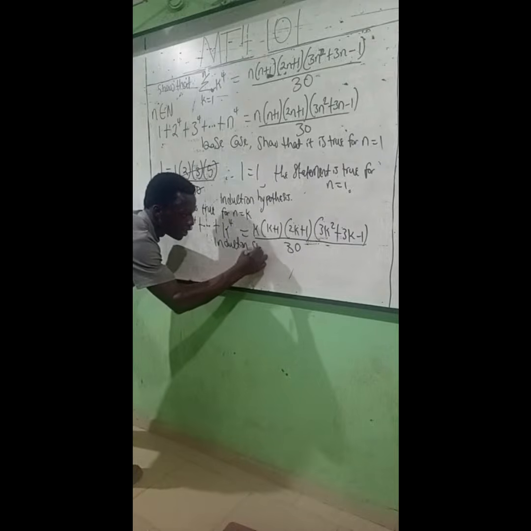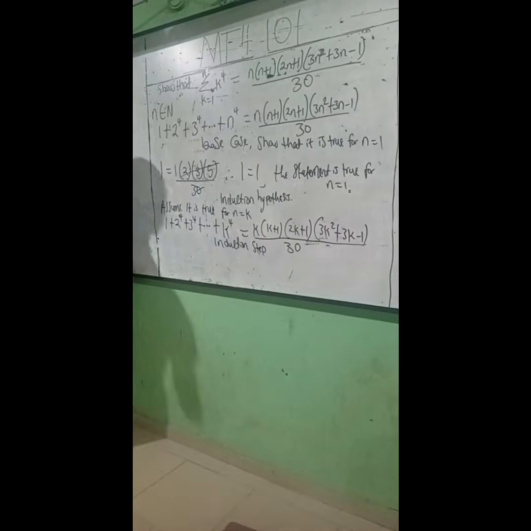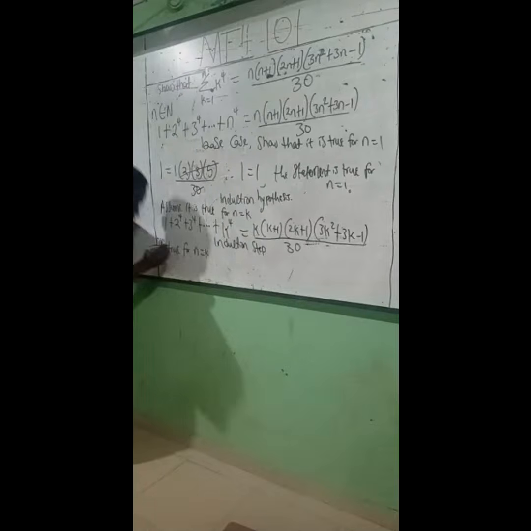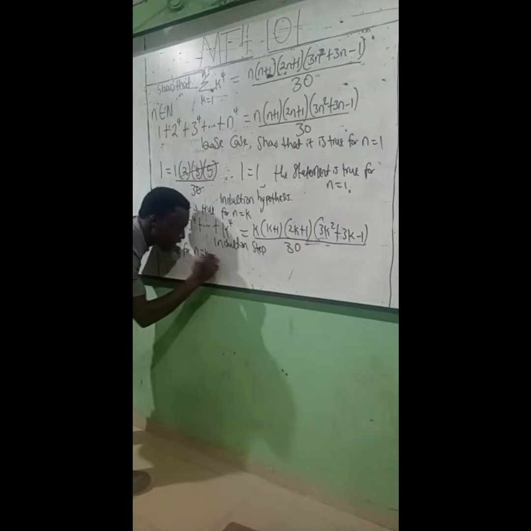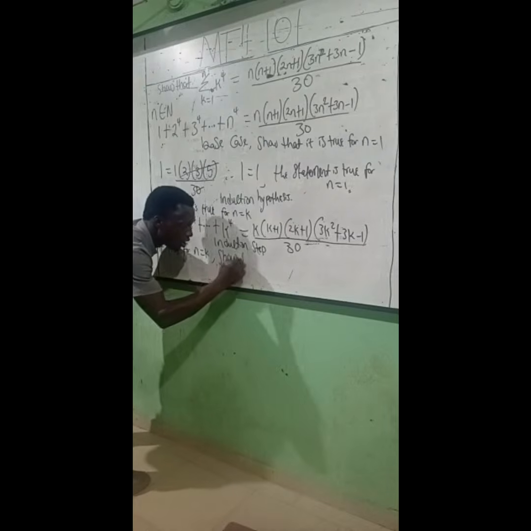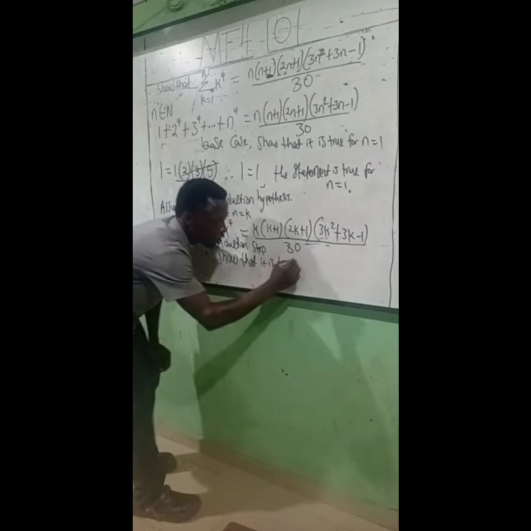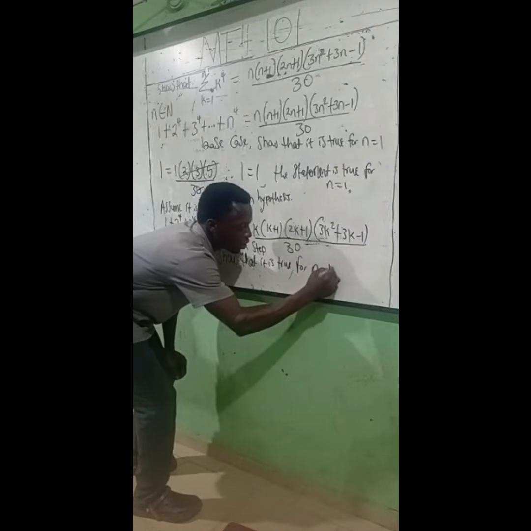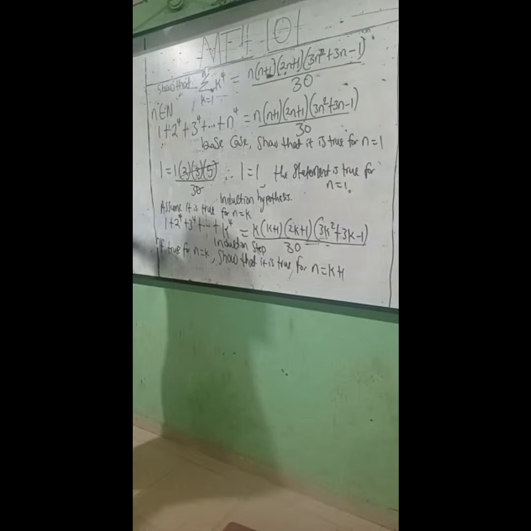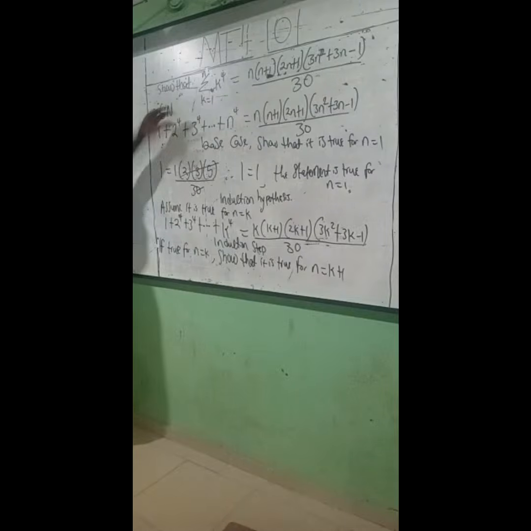will now include, if true for n equals to k. You know, initially you were assuming, but now you've concluded that if true for n equals to k, then show that it is true for what? n equals to k plus 1. Once you are able to show it, then the statement is true for all natural numbers of n. Are we together? So let's write this down so that I can clean the answer.